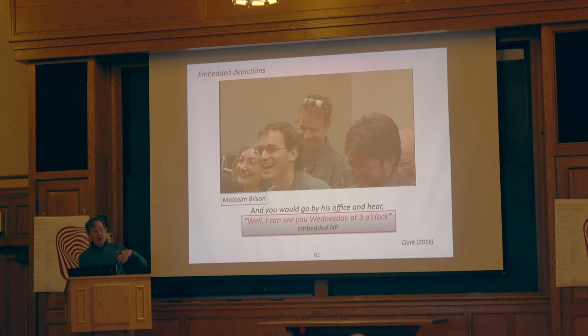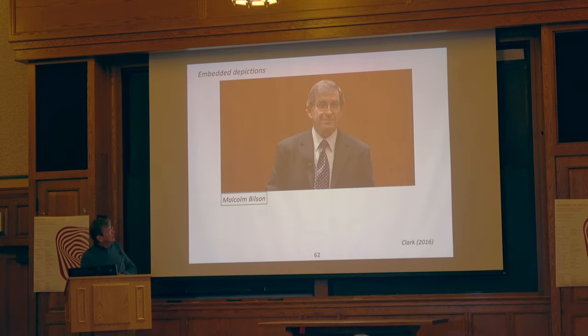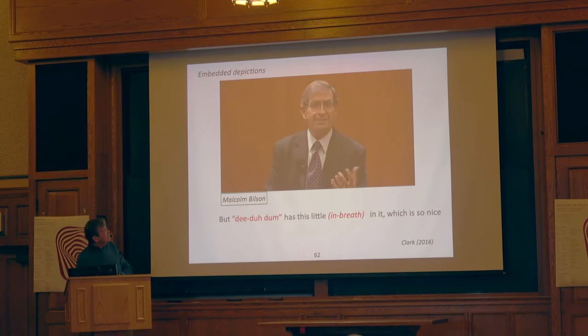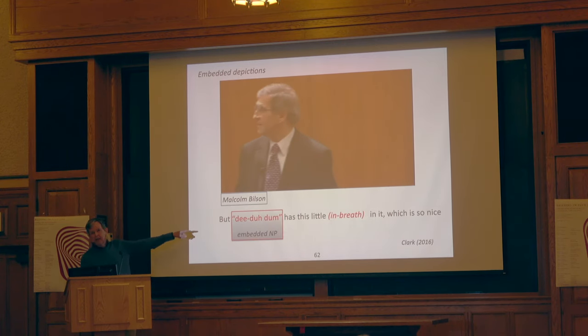But notice how this is all enacted. This was kind of a lovely demonstration of what this crazy guy that he used to know said. Here's another one. But Dina has this little [musical depiction] in it, which is so nice. So this is an embedded noun phrase. This one is an embedded noun. These are two depictions of things having to do with music, but they are depictions, and they're just stuck in this sentence without any problem.